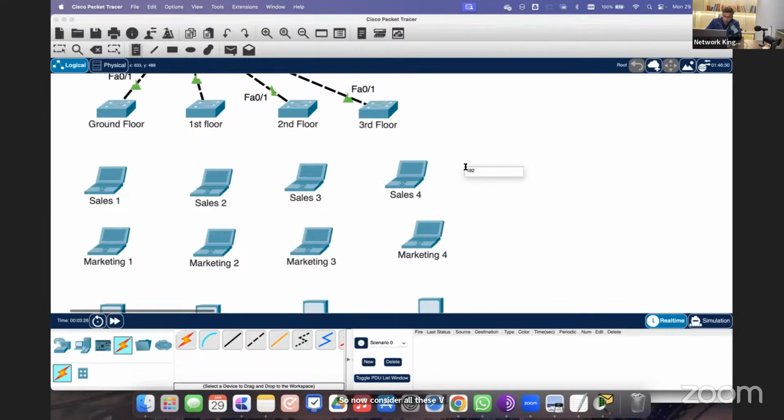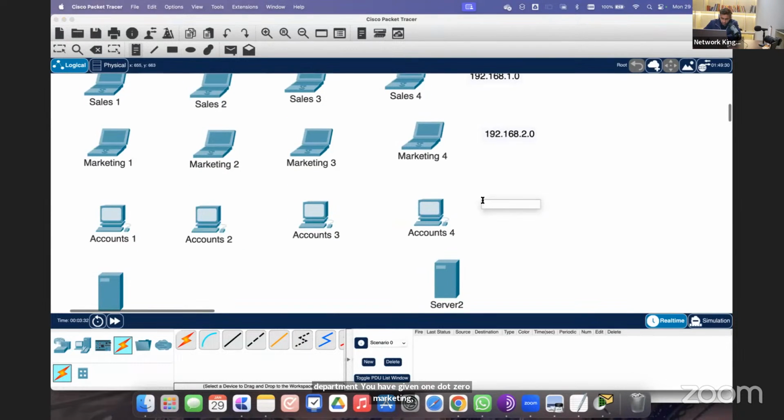Sales department you have given 1.0. Marketing you have given 2.0. Accounts department you have given 3.0. And server department you have given 4.0. Are you getting my point?